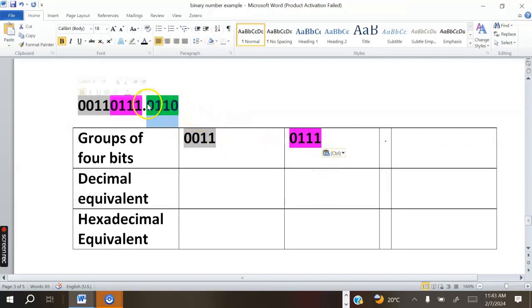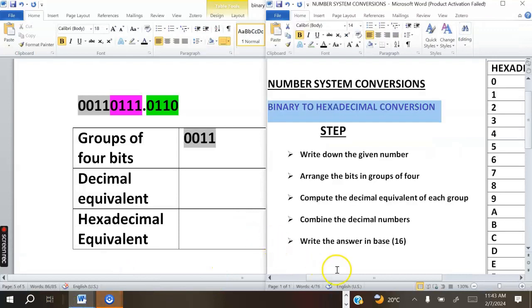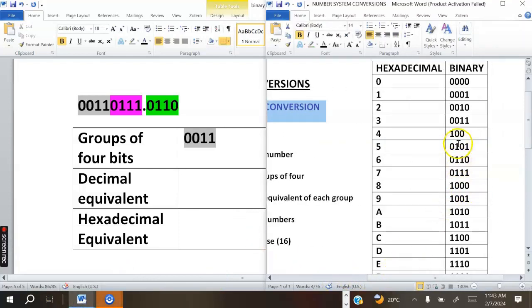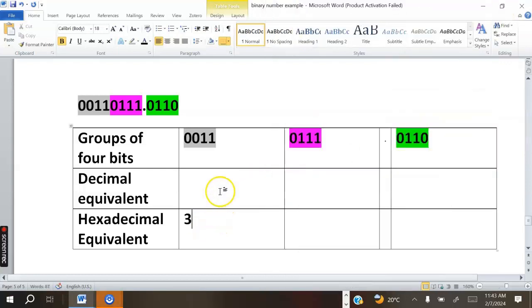Then the other group, we have a point, then the last bunch, 10. After that, the next step is to use our table to get the value for 0011. This is equivalent to 3, as you can see. This is our 3 in binary to hexadecimal, and 3 is of course also the same as 3 in the decimal number system.